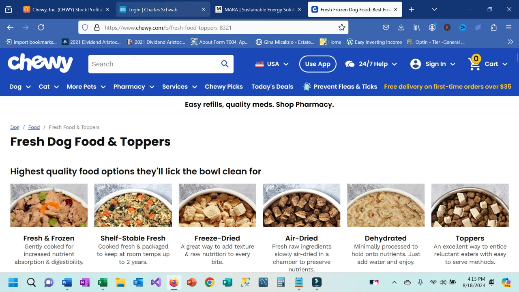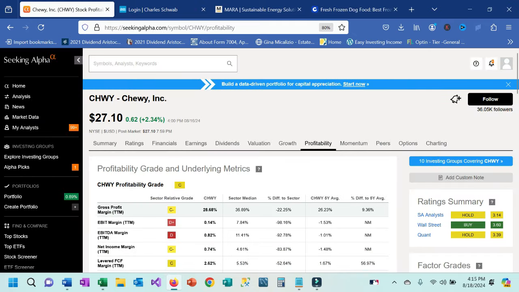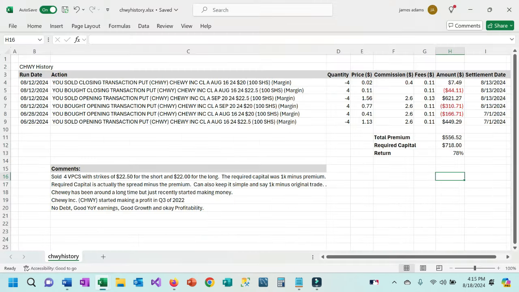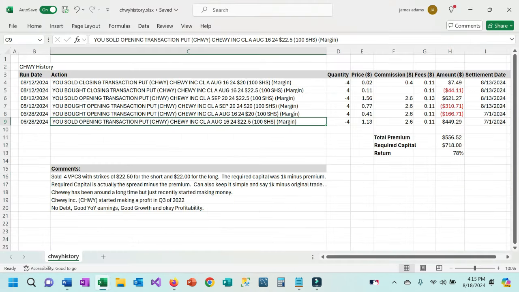So now let's go back. So Chewy does well. They're growing nicely. Their fundamentals look good. So let's jump into what the trade looks like. So here's the trade. I did it back on 6/28. I sold four contracts, and it's a $2.50 spread. So each contract's required capital is like $250.